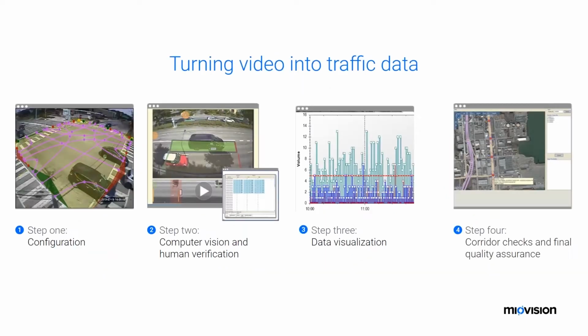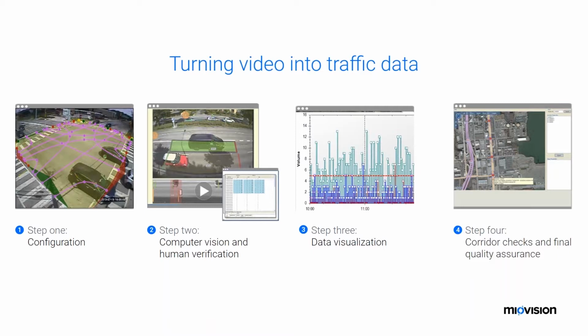So these are the four main steps that we perform in turning traffic video into data. Step one, each study starts with a configuration. So this is where we define the entrance and exits and where each movement will occur. Step two, the video is processed and the data quality team reviews the data along with some manual verification.